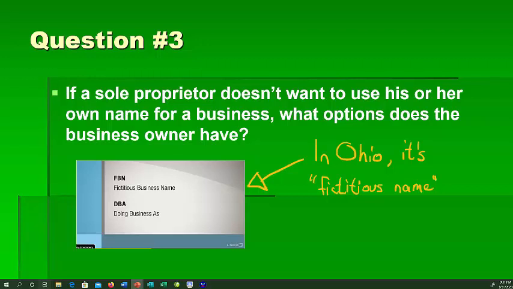And the reason why you do something like that is if you are not going to represent the business as you, then you have to put the world on notice, and there has to be some place where someone can look to find out who the real owner is and what the name and contact information is. So that's usually with the Secretary of State.